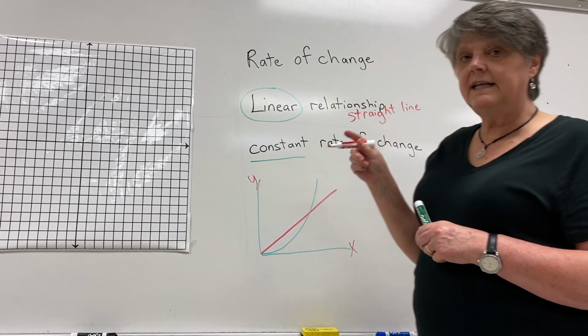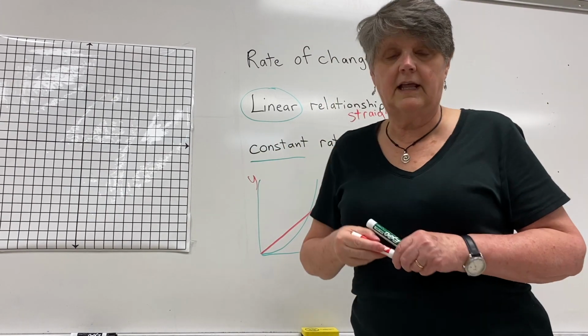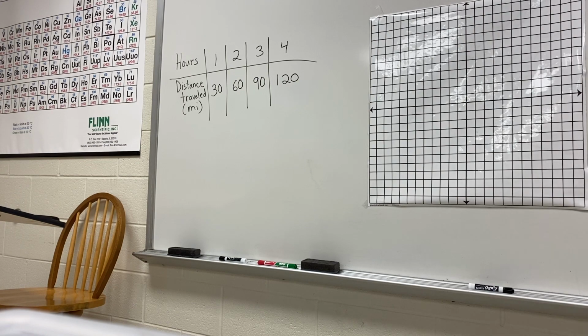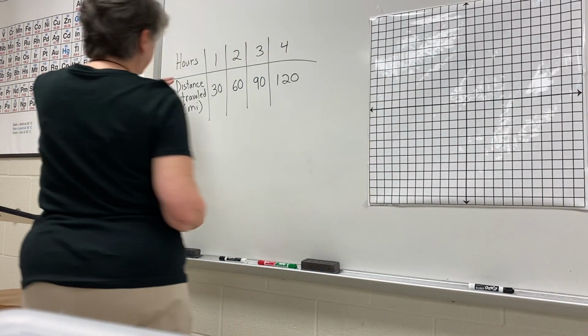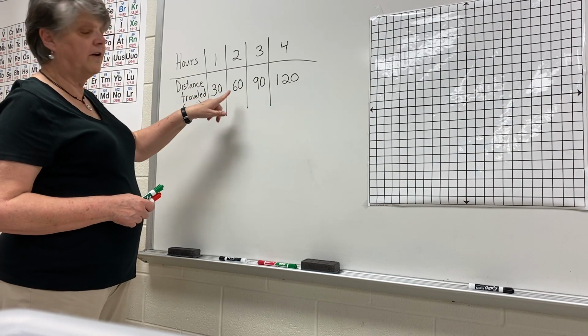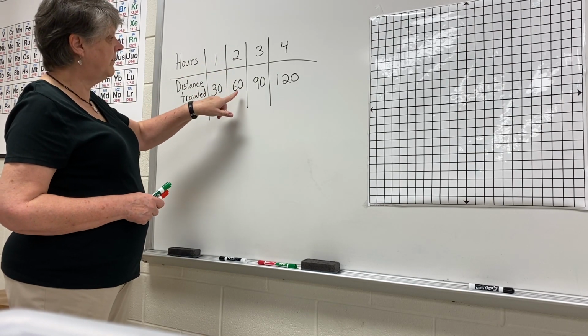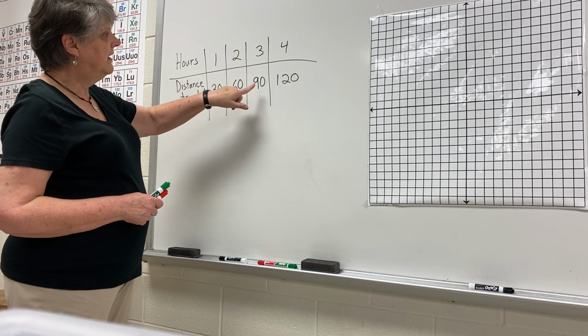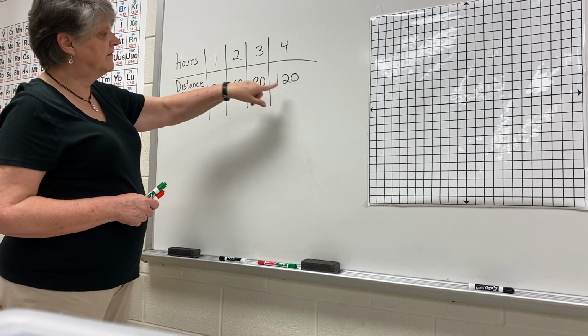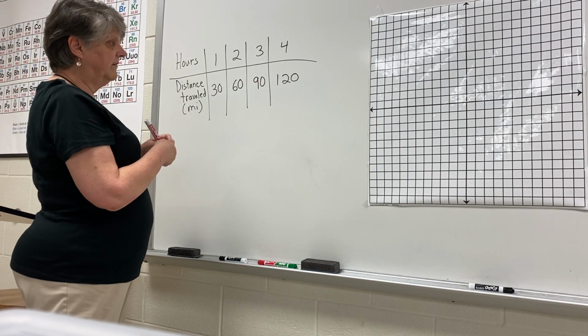Let me show you an example of what a rate of change looks like. Here we have some information. Every hour we've plotted how far we've traveled. First hour we went 30 miles, second hour we went a total of 60 miles, third we went 90 miles, and fourth we went 120 miles. That's the total amount that they went in 4 hours.